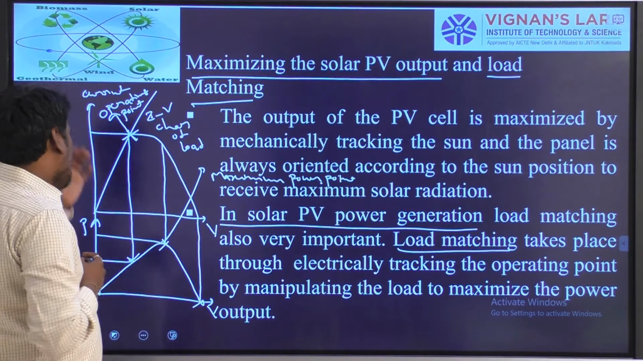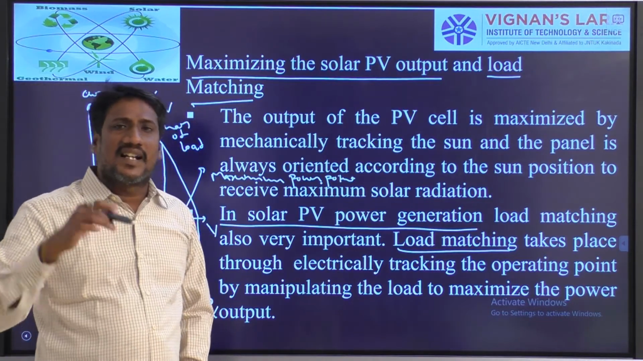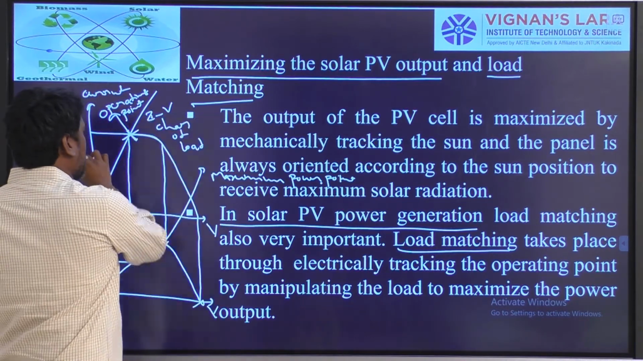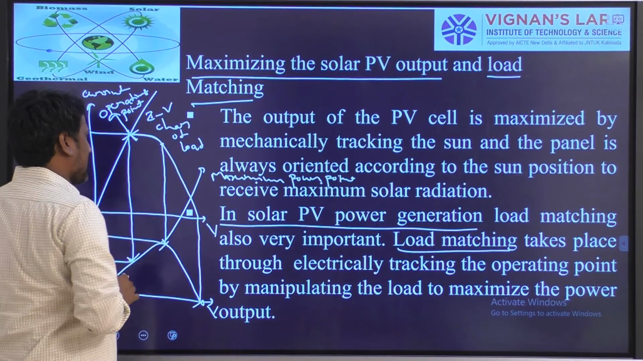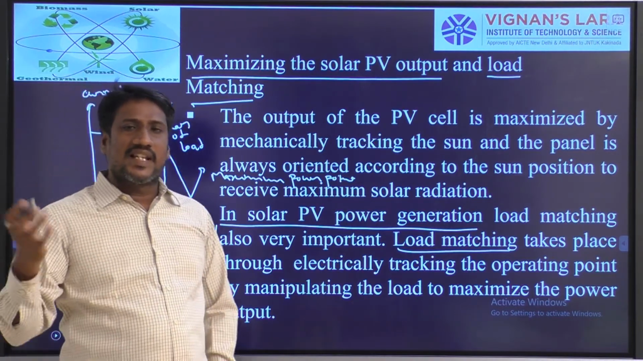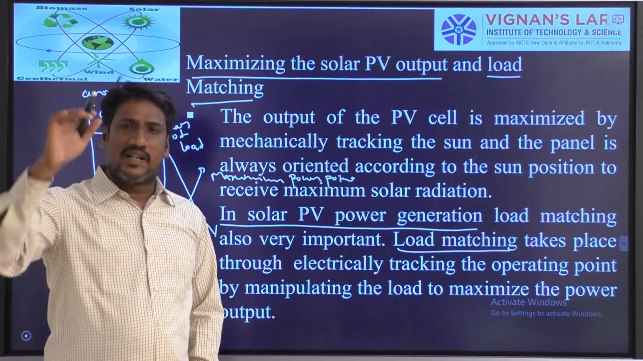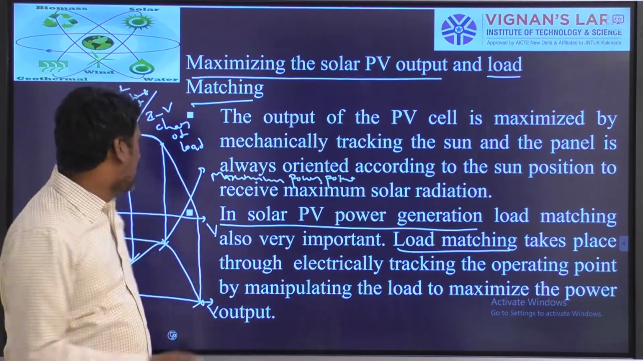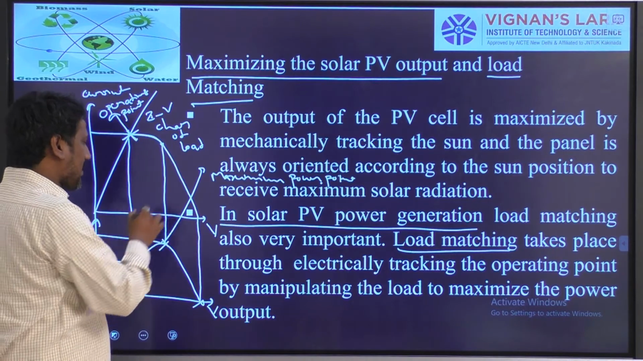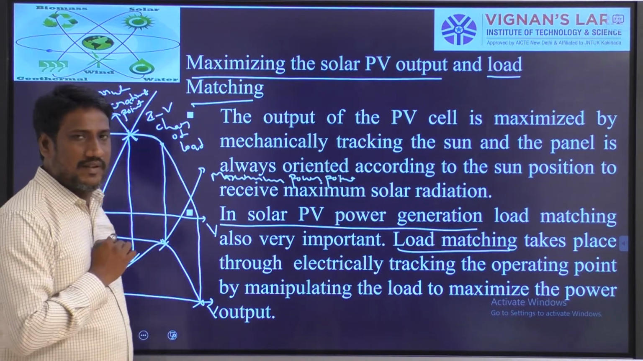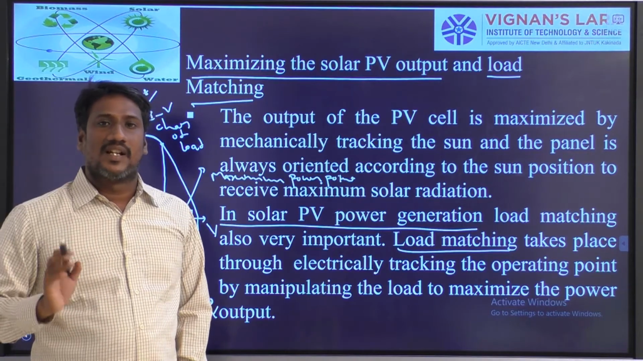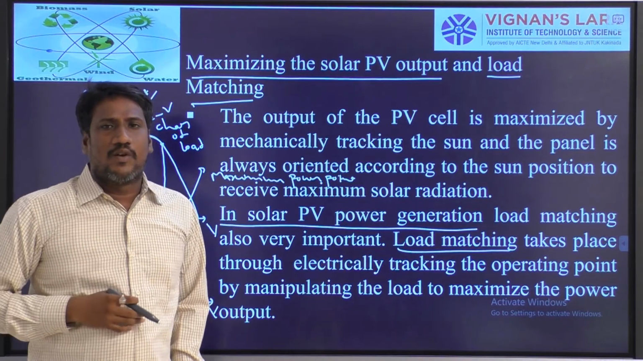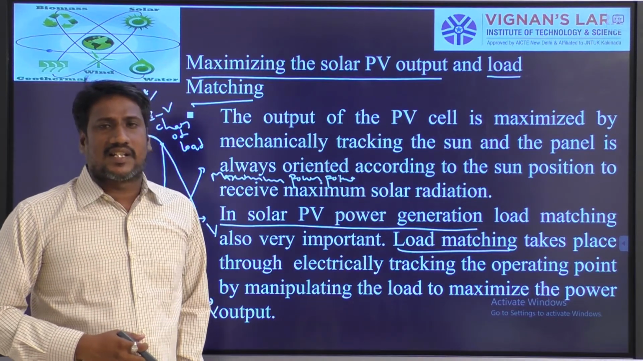By changing some electrical characteristics of a load, it may be voltage, it may be current, it may be resistance, if you can move this operating point to the maximum power point, maximum power will be available to the load. This is called load matching. Moving the operating point to the maximum power point by changing some of the electrical characteristics of the load is called load matching.